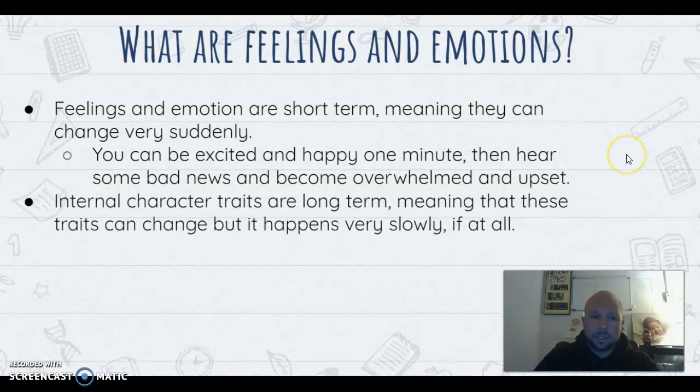Now, let's go to internal character traits. Remember, these are long term, meaning that these traits can change, but it happens very slowly, if at all, okay? Now, what you'll notice is in books, usually the main character has some type of character flaw at the beginning of the story. It might not be huge, but it might be something like, this character is selfish, or they're inconsiderate, or they're kind of mean.